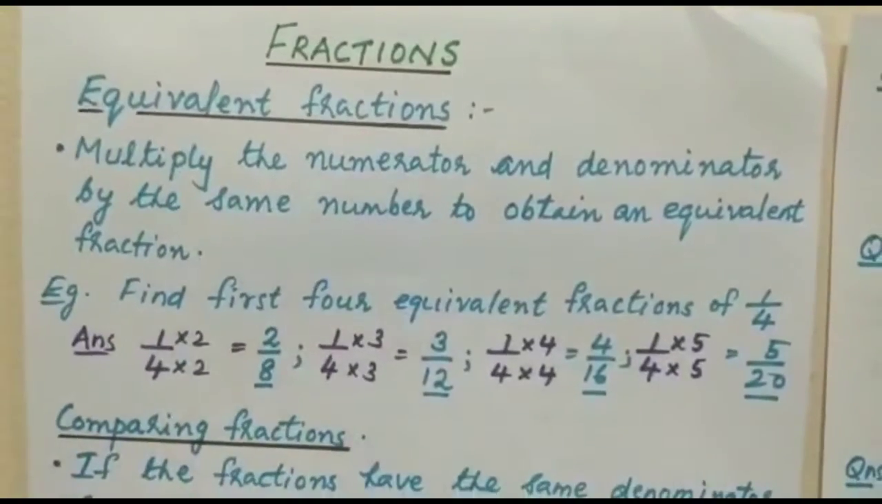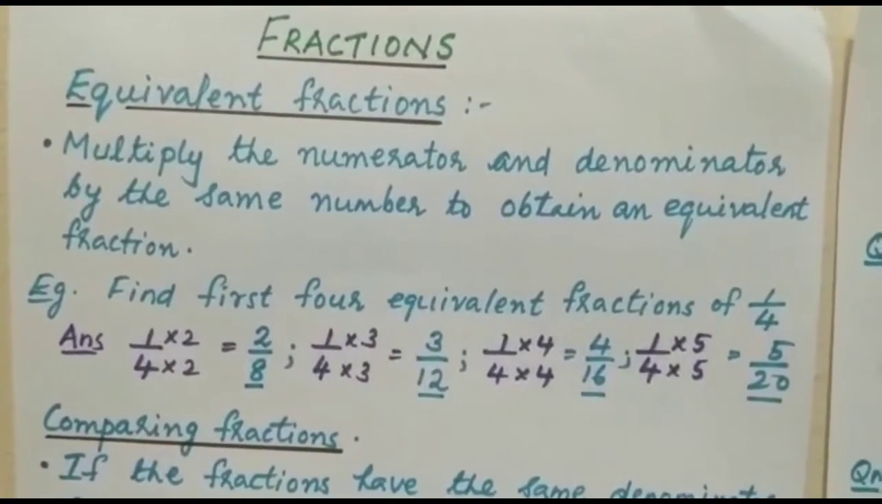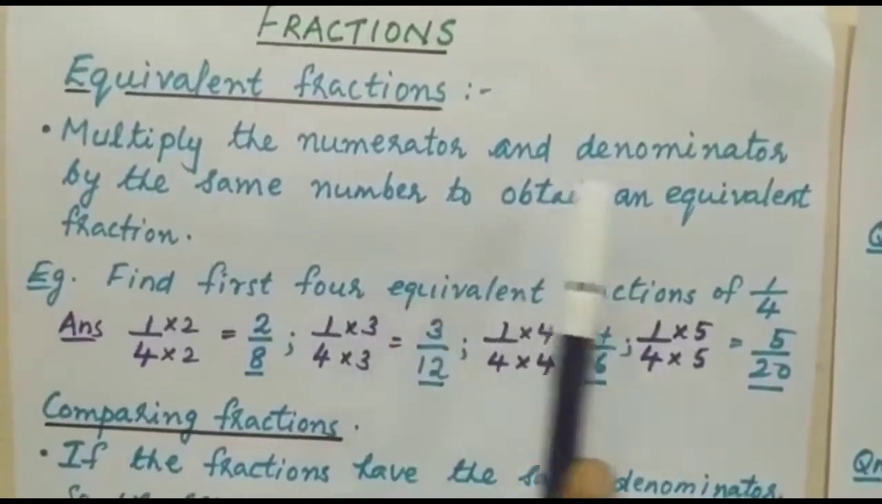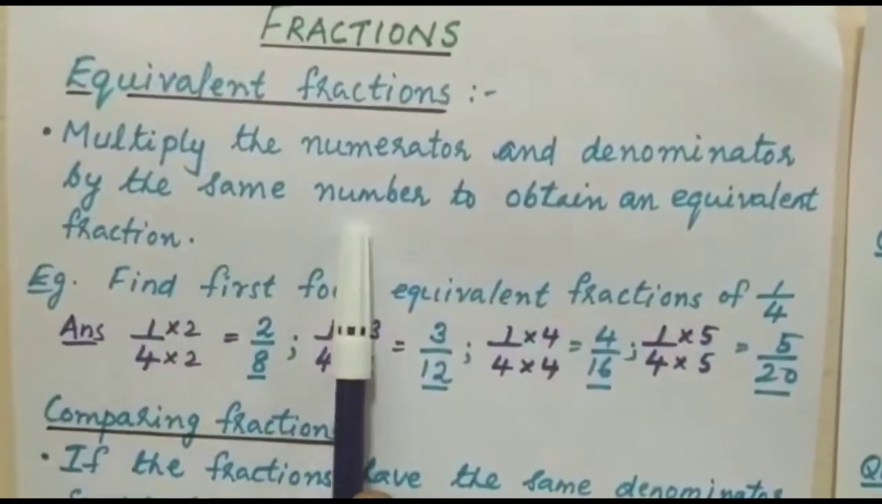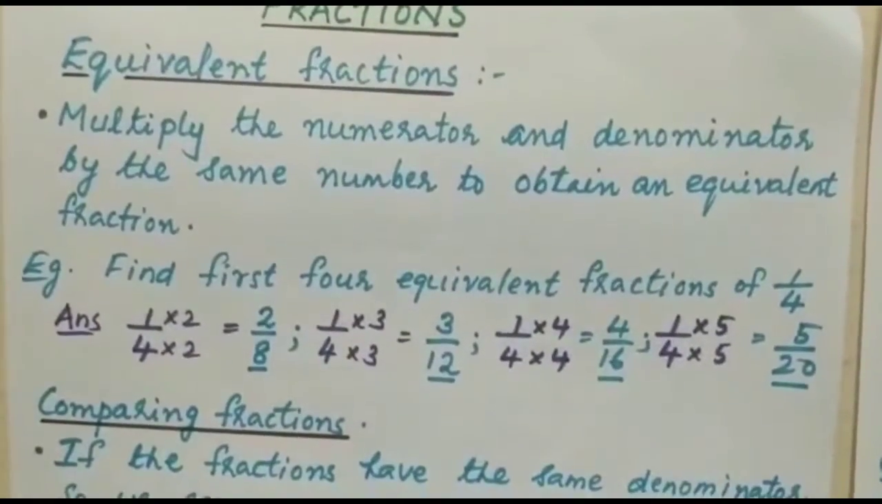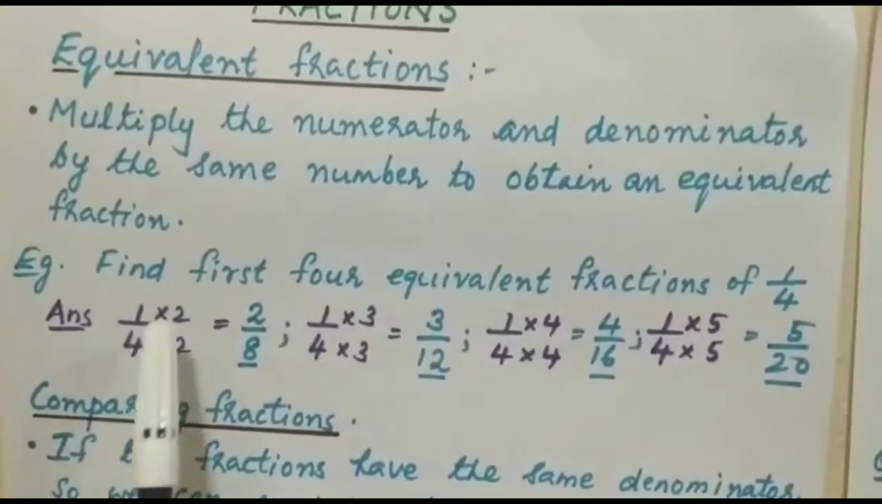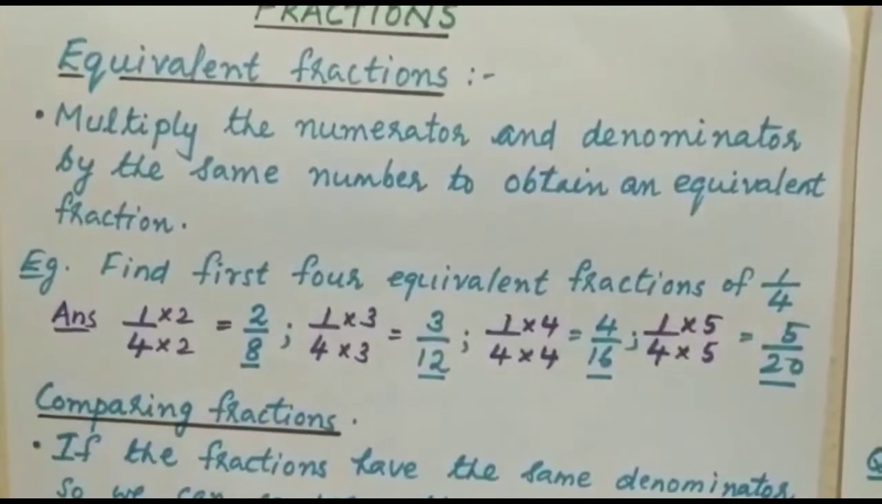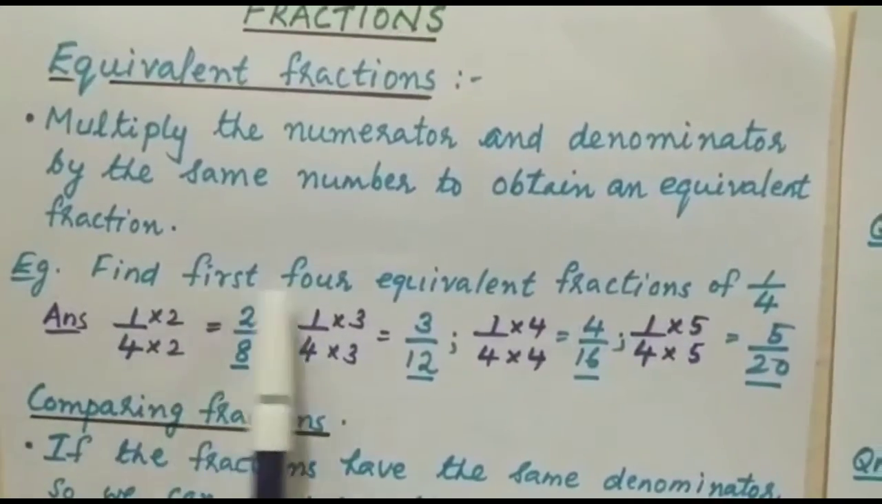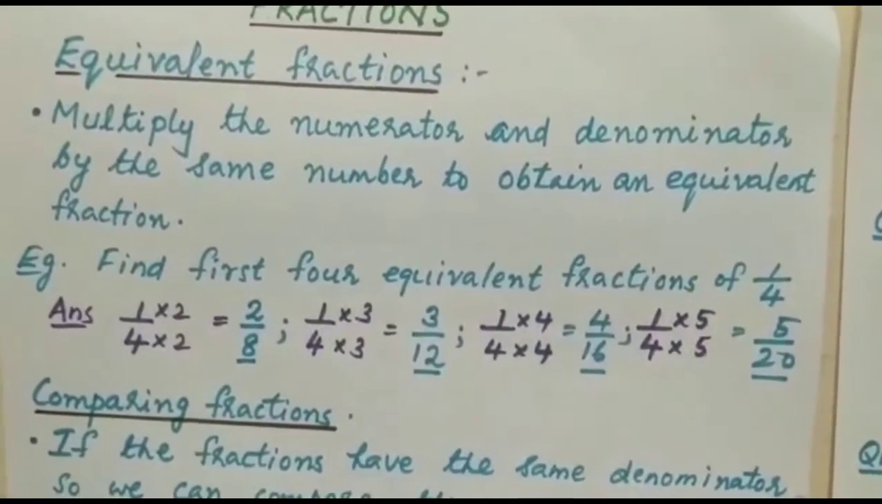Equivalent fractions. Equivalent fractions means multiply the numerator and denominator by the same number to obtain an equivalent fraction. The fraction we have to multiply by the same number. Multiply or division we can do. Now the question: find the first 4 equivalent fractions of 1 by 4.